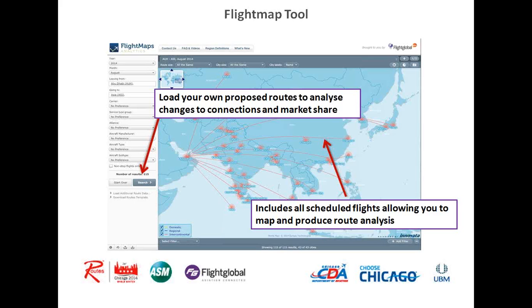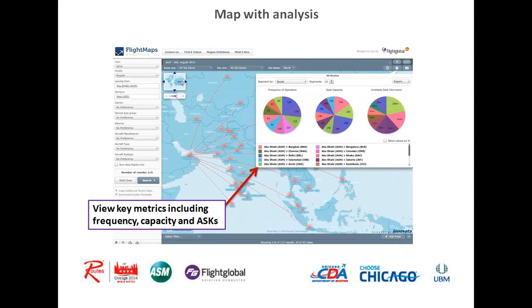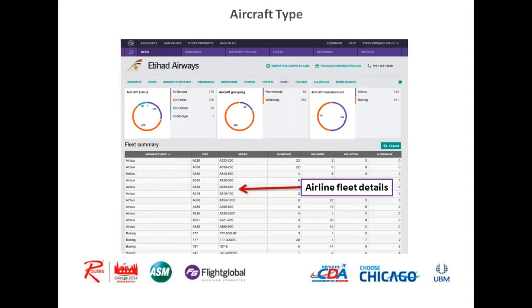Alongside the dashboard, we've included Flight Maps Analytics as an additional analysis tool. This includes all of the scheduled flights globally with an intuitive selection to run your query. This will allow you to produce a map and analysis on routes. And this example shows flights from Abu Dhabi to Asia. You can also load your what-if parameters to see what the impact would be for introducing the route on existing routes. There are also pie charts available which will detail market share by different variables, by frequency, capacity, and ASKs.